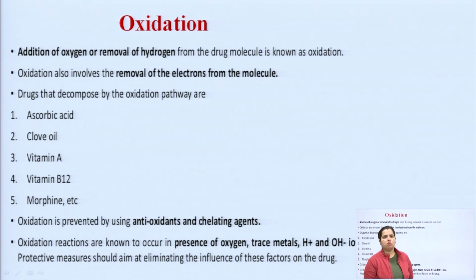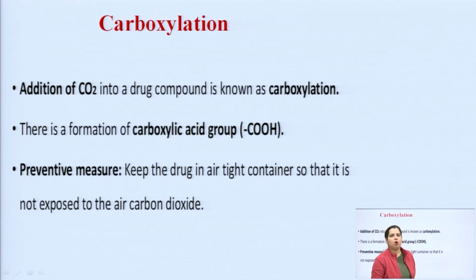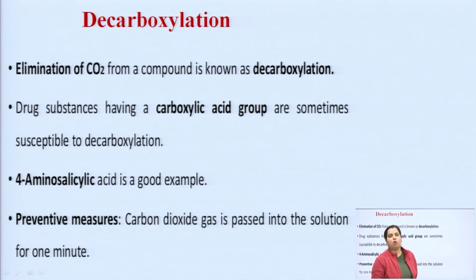Oxidation affects, for example, ascorbic acid, clove oil, and vitamin A. It is the addition of oxygen or removal of hydrogen, which may occur during the manufacturing process, and drugs may get degraded. To avoid oxidation, antioxidants and chelating agents are generally added. Auto oxidation produces free radicals. Carboxylation is the addition of carbon dioxide, and decarboxylation is the elimination of carbon dioxide.